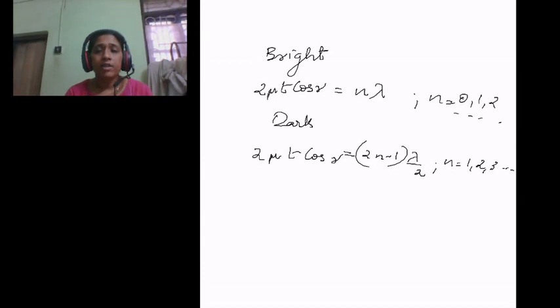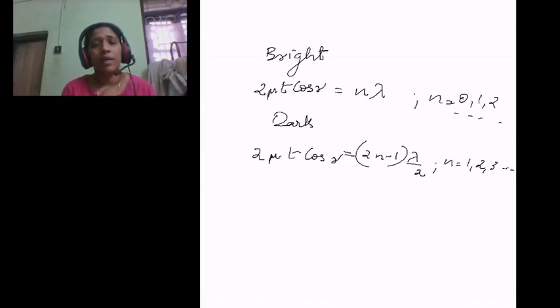Whenever a thin film is viewed by monochromatic light, that means light with a single wavelength, by reflection of that monochromatic light, different parts of the film appear dark and bright according to the conditions 2 mu t cos r equal to (2n minus 1) lambda by 2, and 2 mu t cos r equal to n lambda. As per these conditions, different parts of the film appear bright and dark.